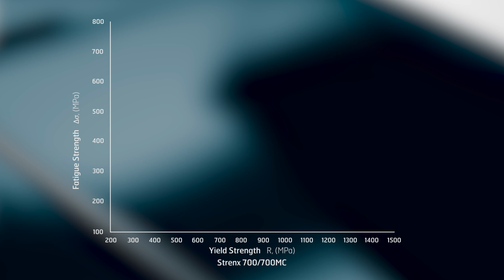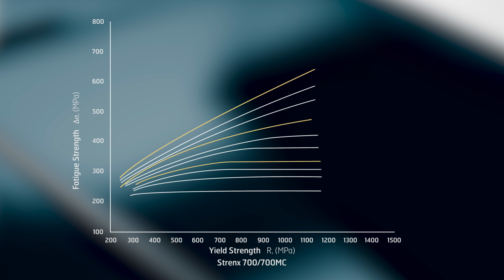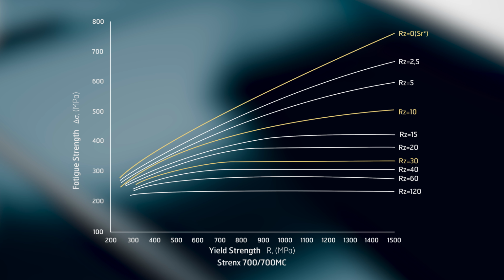These graphs show how fatigue strength is dependent on surface fineness and strength of the material. On one axle you see the strength of the material, and on the other axle the surface quality. The polished part can make good use of the high strength of the material.